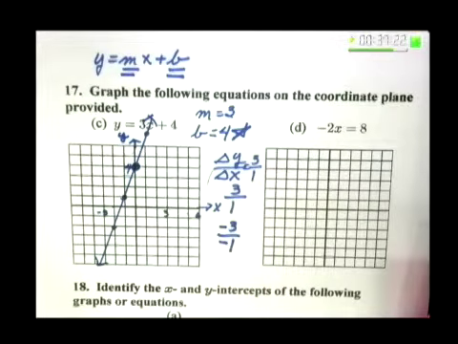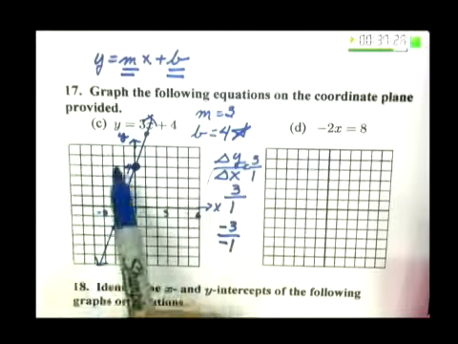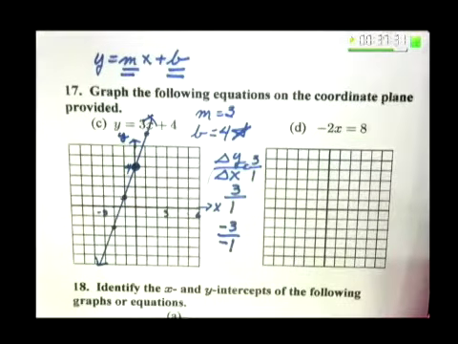Now, why did I do it this way instead of the x-intercept and the y-intercept? Because the original equation was in an easy form to graph by the slope and the y-intercept. So if I know more than one method, I'm going to try and use the easiest method. Question?